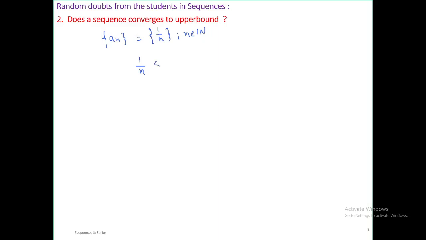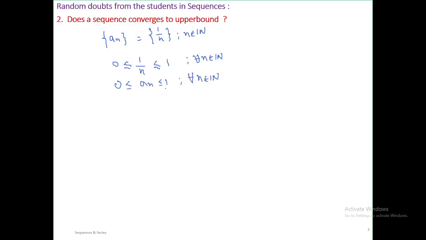So therefore this is always less than or equal to 1, whatever n you keep here, for all n belonging to the natural number set. When n is 1, 1 by 1 is less than or equal to 1. When n is 2, 1 by 2 is less than or equal to 1, and 1 by 3 is less than or equal to 1, always true. And at the same time this is more than or equal to 0. So 0 is less than or equal to 1 upon n, which means a_n is less than or equal to 1, for all n belonging to the natural number set.